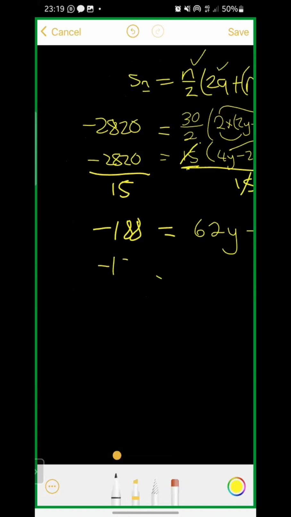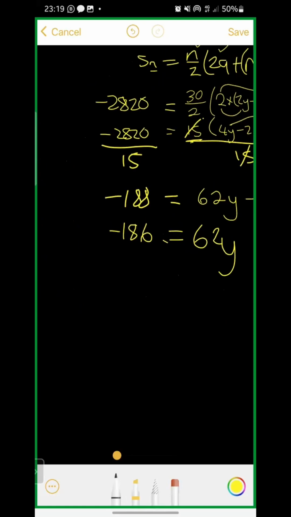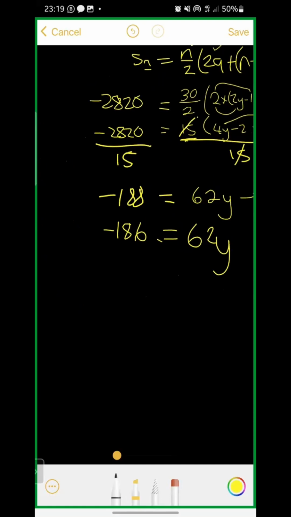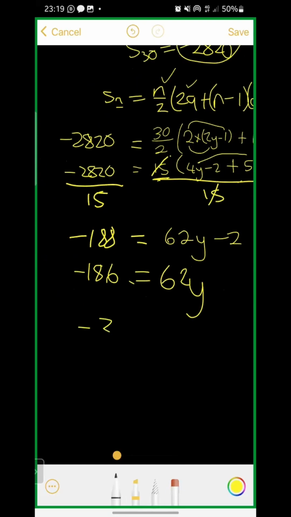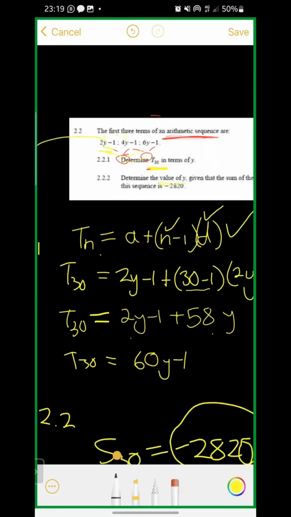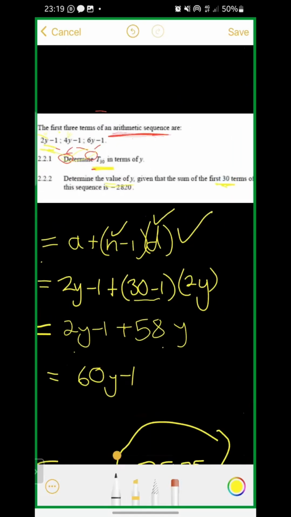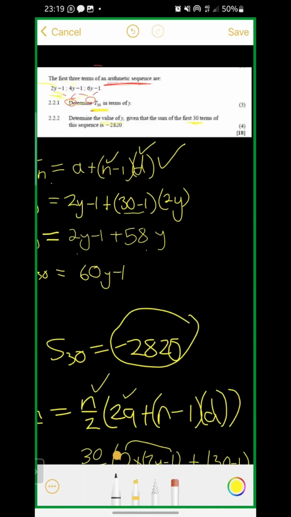It's a 186. Right, is equals to 52. Wow. So these things are corresponding, man. Look at the answer that you get. You understand? So we're not that far off, right? That's fine. So we got our y is negative what? So they say determine the value of y in terms of the sum.